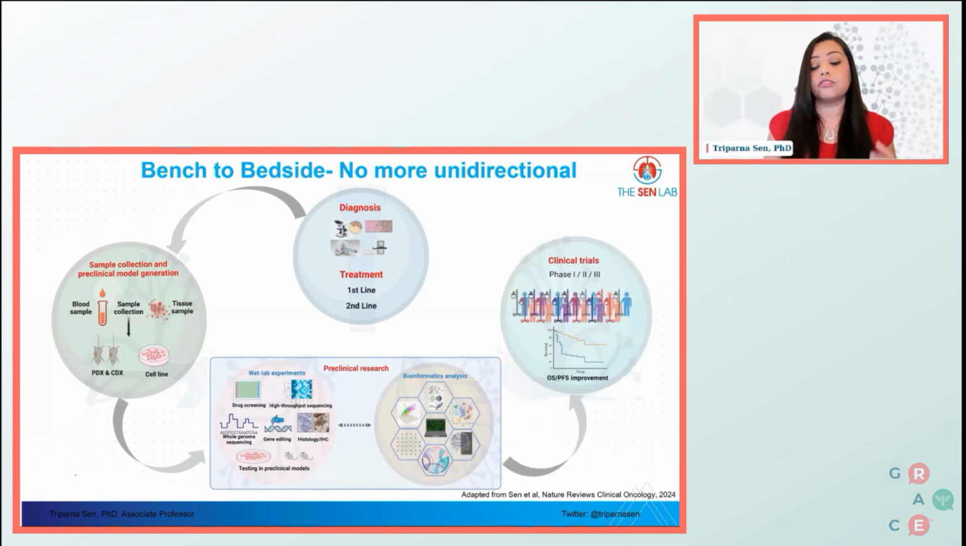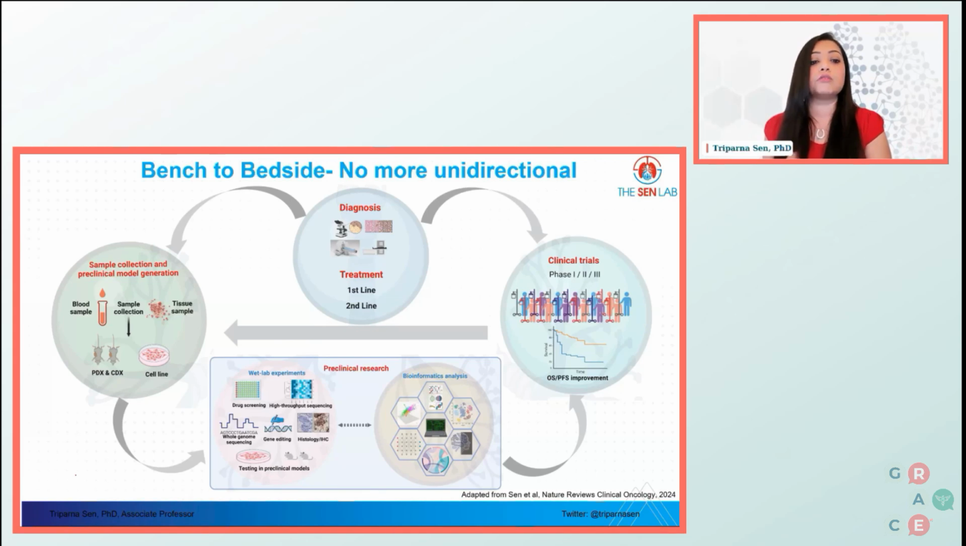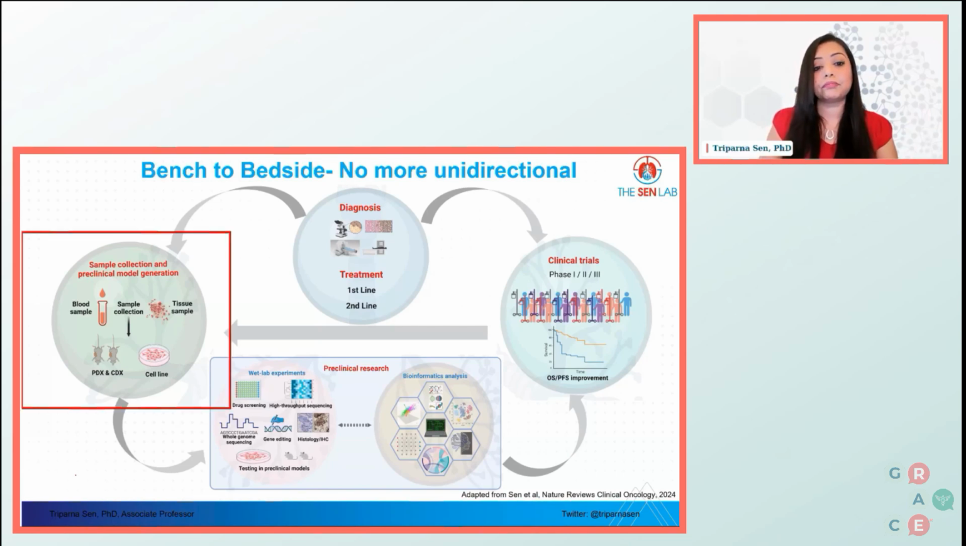This preclinical research then informs the clinical trials. It could be phase 1, phase 2, phase 3, with several fantastic clinicians who will tell you a lot more about these trials. And then we learn. It's not unidirectional anymore. We learn from these trials, we go back to the lab, and then we do this process again to make the process more efficient, better. That's always the goal of translational and basic science.